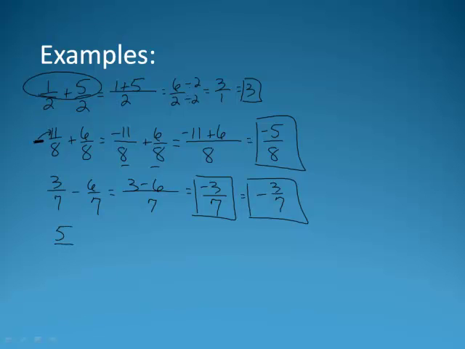Let's say that you have 5 over negative 9 plus 1 over 9. Now we're talking about addition and subtraction with common denominators. But if you look at this, as written, we don't have a common denominator. One of the denominators is negative 9, and one of the denominators is a positive 9. Those are not the same.